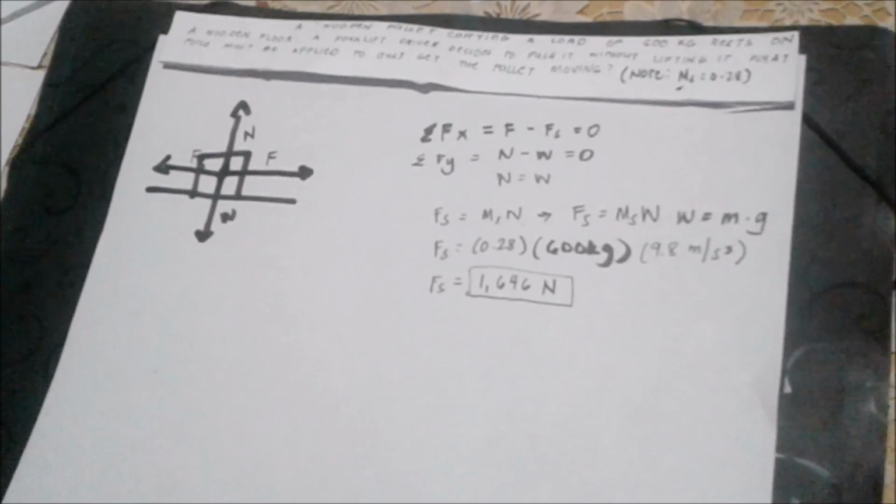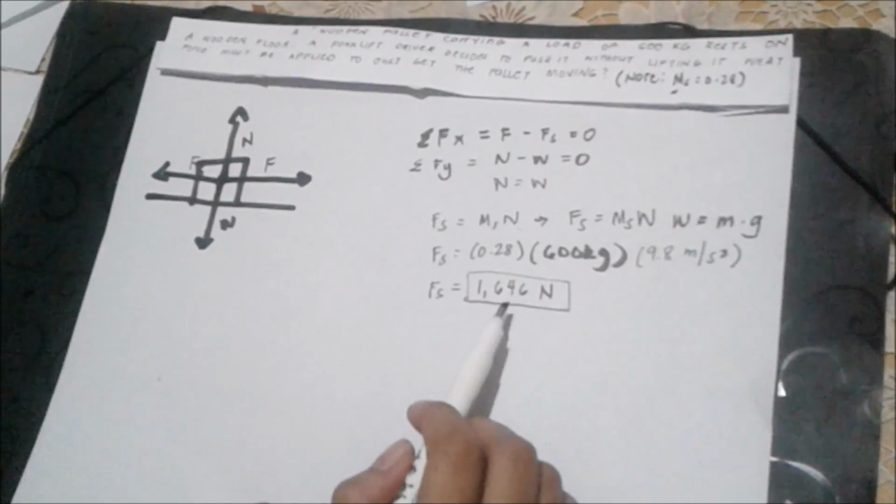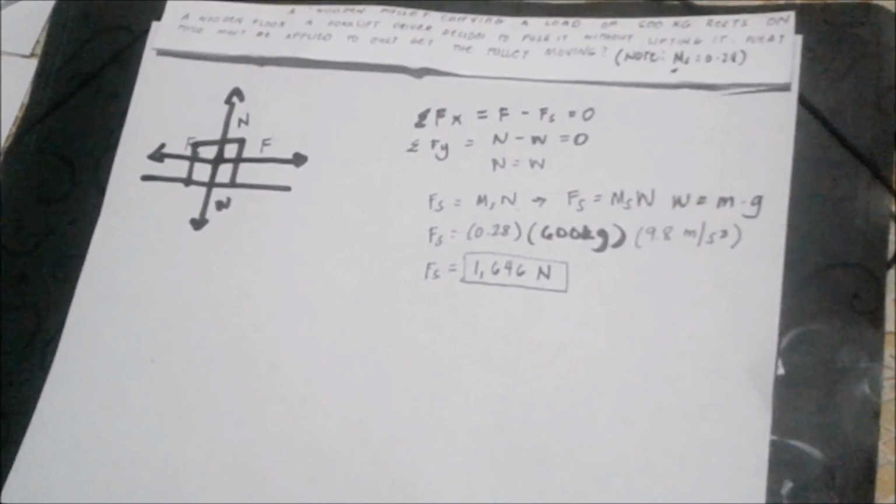So now we will calculate it. So after calculating it, we can now get the answer, which is 1,646 N. So the force needed to be applied on the wooden pallet for it to move is 1,646 N.